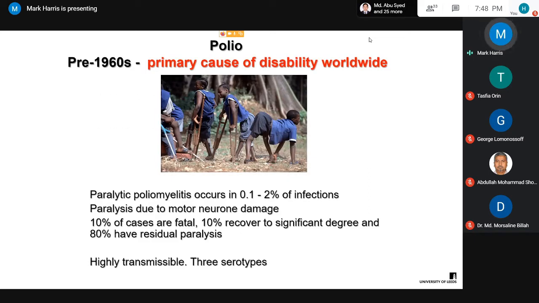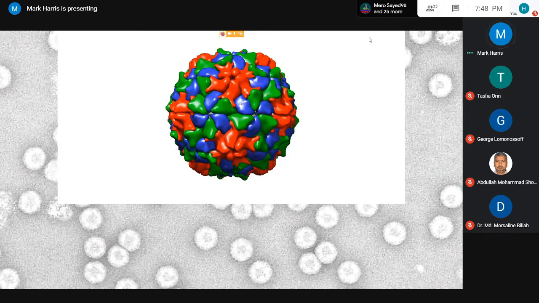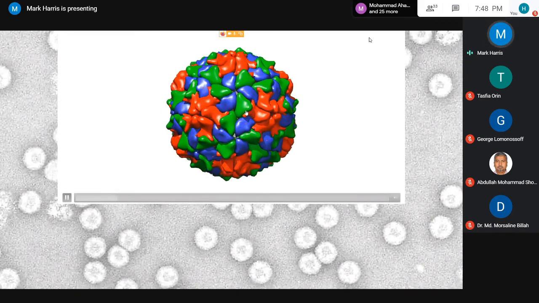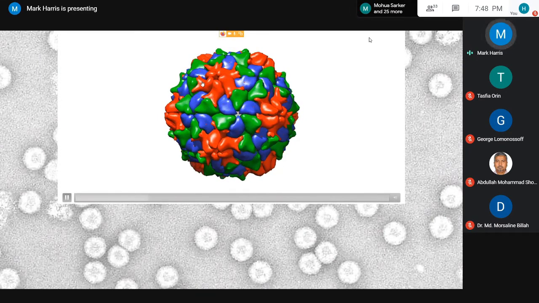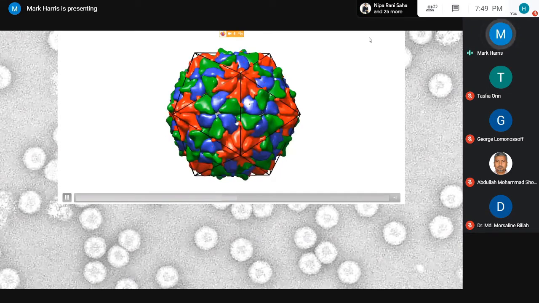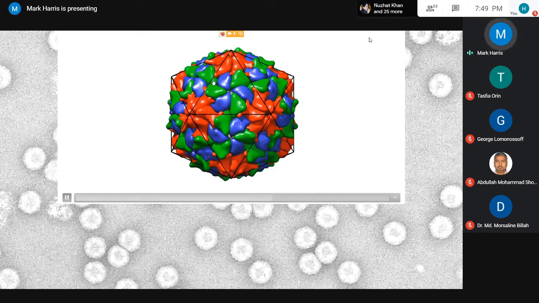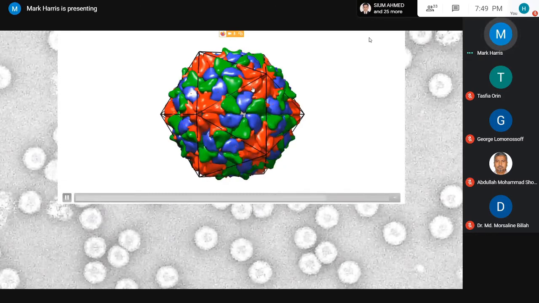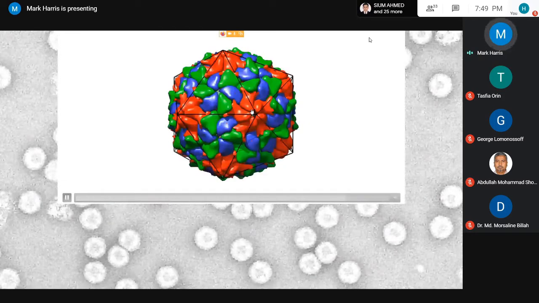If we go back to the pre-1960s, polio was the primary cause of disability worldwide. It still is a cause of disability, but a much, much lesser case than if we go back 50, 60 years or so. This is poliovirus. It's at relatively low resolution, so I can get it to whir around quite nicely, and it's a complex virus. The virus capsid, although at first glance it just looks like yet another one of those containers you've seen before, here the capsid is made of 3 different proteins. The 3 different colours, the red, the green and the blue, are 3 different proteins that have to come together to form this capsid.